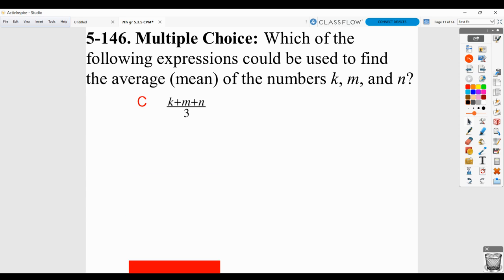Here you had to figure out which one was correctly going to show you how to find the mean of the numbers k, m, and n. k, m, and n are just variables representing unknown numbers. How do we find an average of three numbers? We add them up, we get the total, and then we divide that by 3. So that would be letter C.